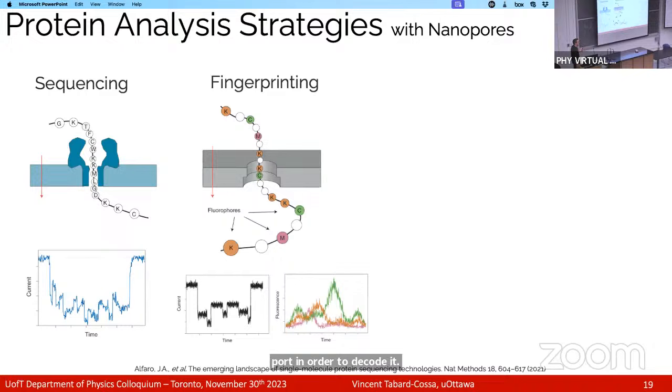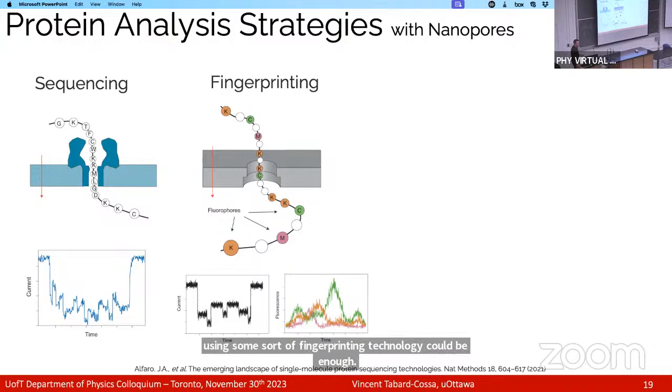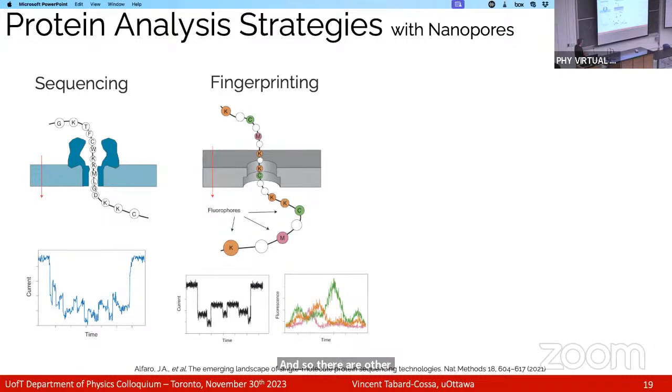But a lot of applications don't necessarily require you to decode the full sequence of the protein. If you're trying to detect a known panel of biomarkers of proteins, simply identifying them using some sort of fingerprinting technology could be enough. And so there are also other schemes where you're only looking to see if you can detect the presence of at least two amino acids. And if you know where they are mapped along the sequence, it can really allow you to uniquely identify the protein. You don't need to know the entire sequence, but just at least two amino acids and where they are in order to make identification.